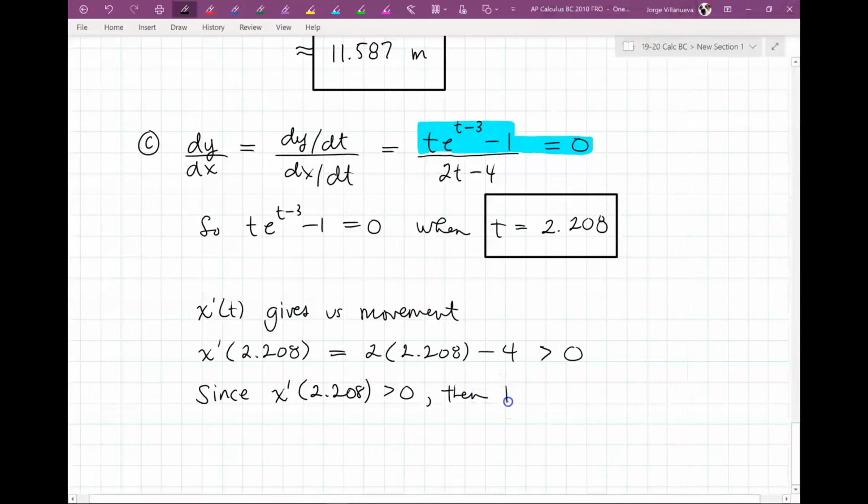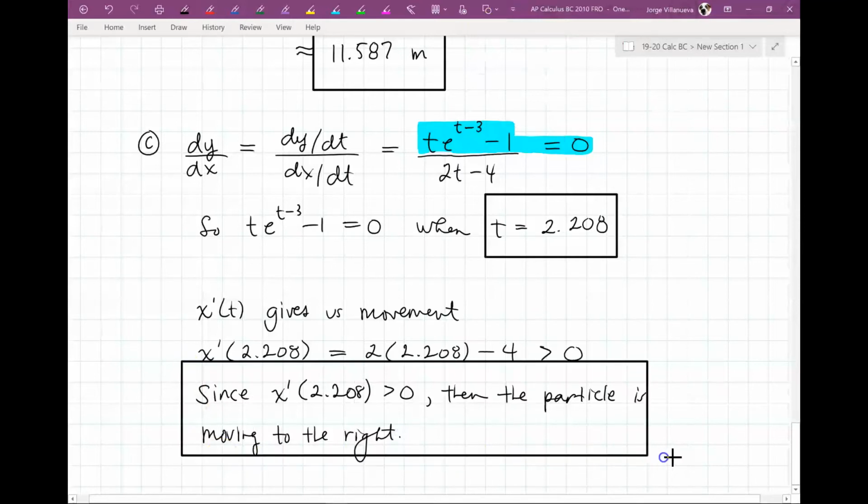So then the particle is moving to the right. So here's your second answer to that problem. Okay, so that's how we find part C. Now, they did ask us to give a reason, so there you go. Since the derivative at that point is greater than 0, then the particle is moving to the right side.